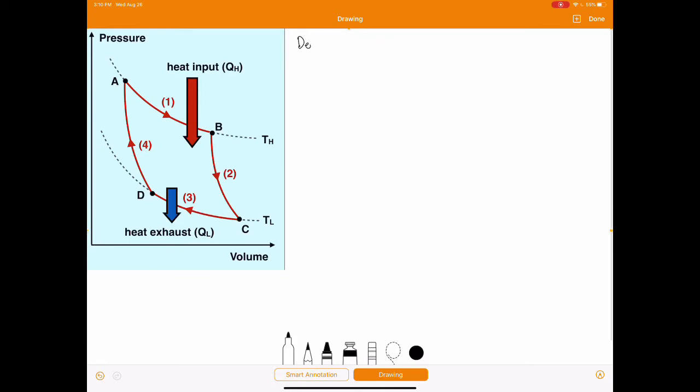Okay, so what we're going to do now is we're going to derive the efficiency of the Carnot cycle. And the way we're going to do that is to remember the definition of efficiency. Epsilon is equal to 1 minus QL over QH. So in order to calculate the efficiency, we just need expressions for QL and QH. Okay, so that's what we're going to be doing.